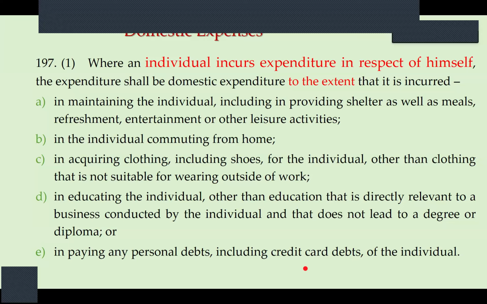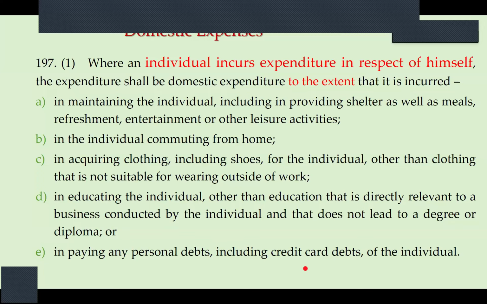The next one is individual commuting from home. That means traveling expenses from home to other places. Those expenses are not allowable as a deduction. Then in acquiring clothing including shoes for the individual other than clothing that is not suitable for wearing outside of work. It is very important. Those wordings are very important. It says clothing including shoes is not allowable.